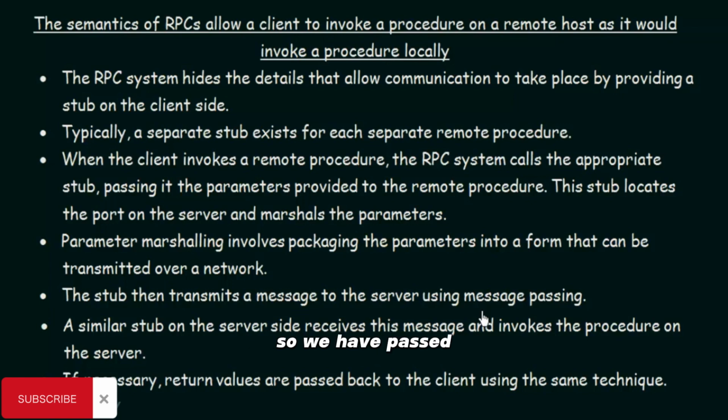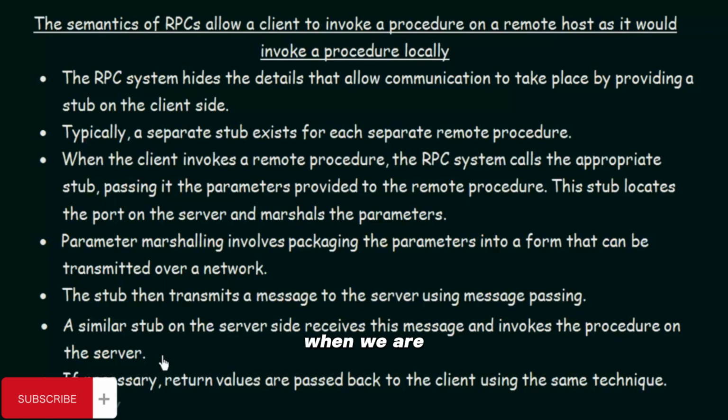So we have passed the message from the client side to the server. So what happens on the server side? A similar stub on the server side receives this message and invokes the procedure on the server. Just like we had a stub on the client side, there is a stub also on the server side. The stub on the server side will receive the message that we have sent, and what was there in the message? The parameters were there for the function to be invoked. So that function will be invoked using the parameters that were passed, and the function will be executed.